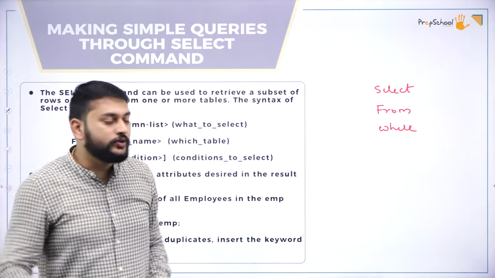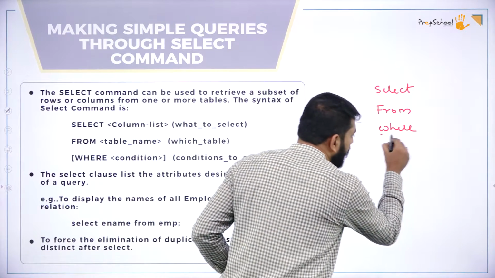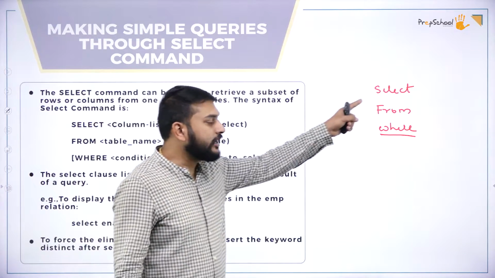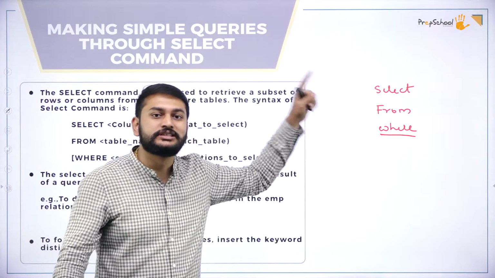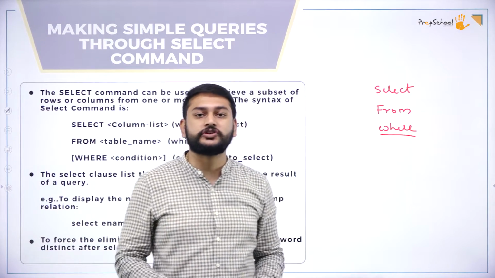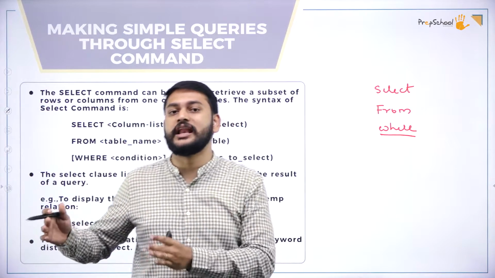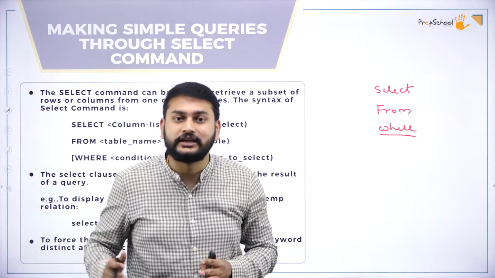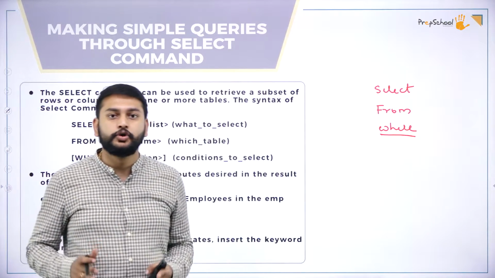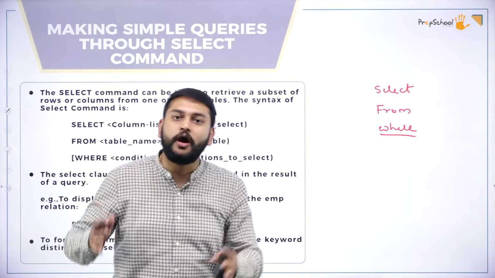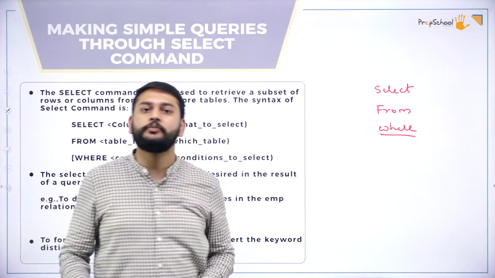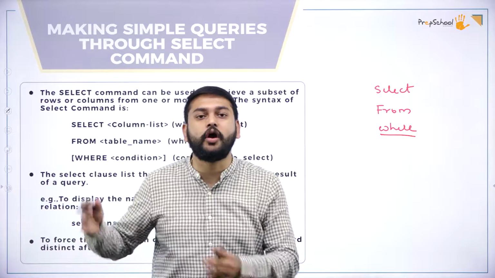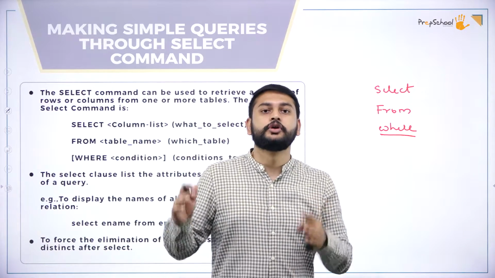So you need to understand one thing, this where clause is optional. When it comes to select, you have to specify what it is that you are selecting. What is the meaning of it, sir? You have to specify which column you are selecting. Only the column name you can mention here. I mean to say that you can select the columns.